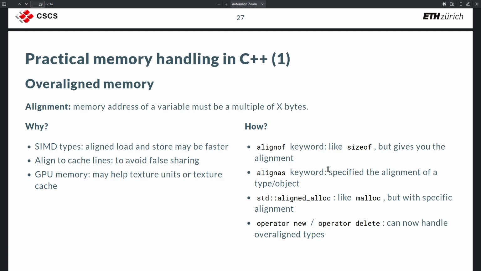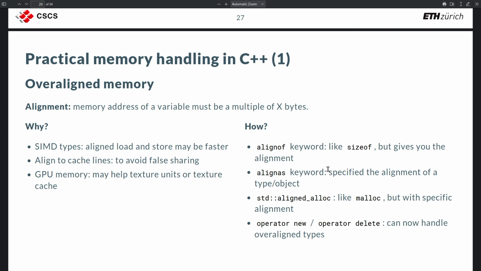Normally, each data type has its own alignment. So if you have a double that's aligned to 8 bytes, that means that the lowest 3 bits of its memory address are always 0. So its address is a multiple of 8. In other words, floats are aligned to 4 bytes. Characters are aligned to 1 byte. Usually it's the same as the size of the data type.